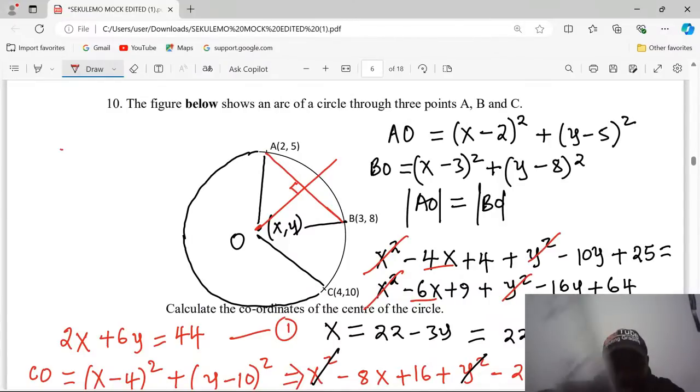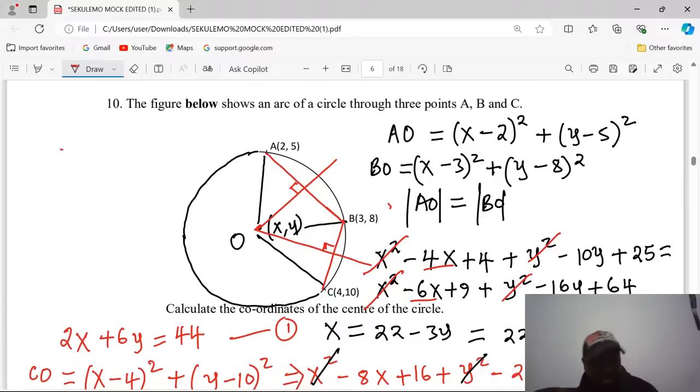Again, we can connect B and C. We get a chord BC. And again, we bisect perpendicularly. So any bisector of this chord will also pass through the center. And so we can say, because all the coordinates are provided, you can get equation for the chord. That means we can also get equation for the perpendicular bisector of each chord.